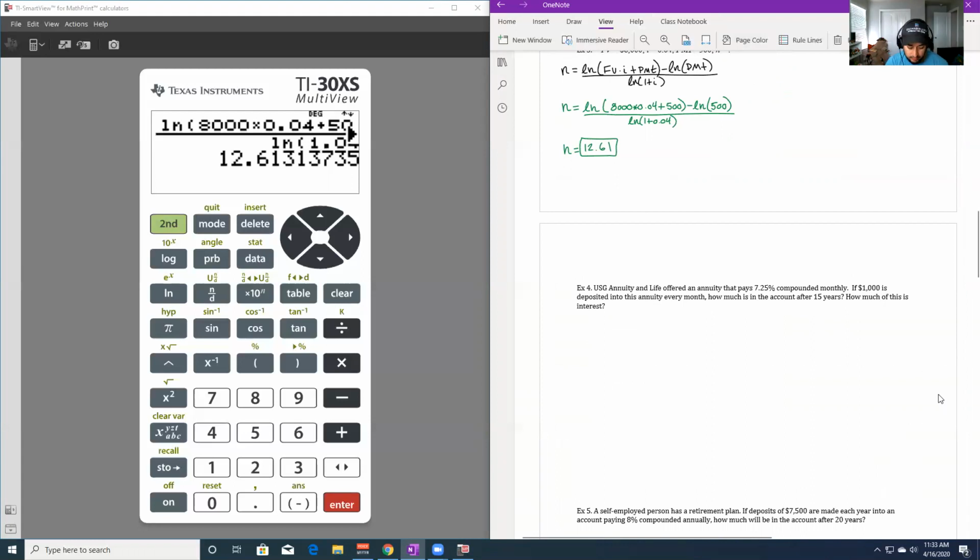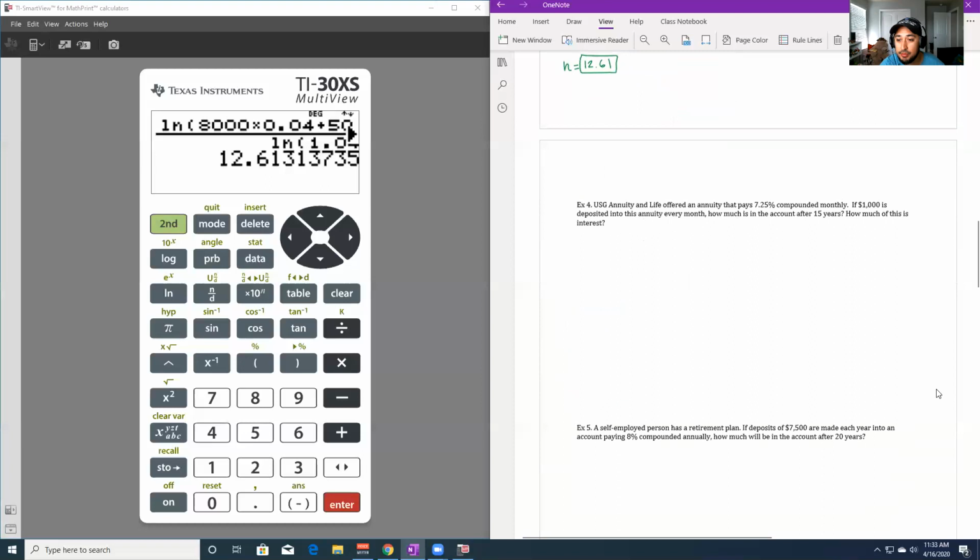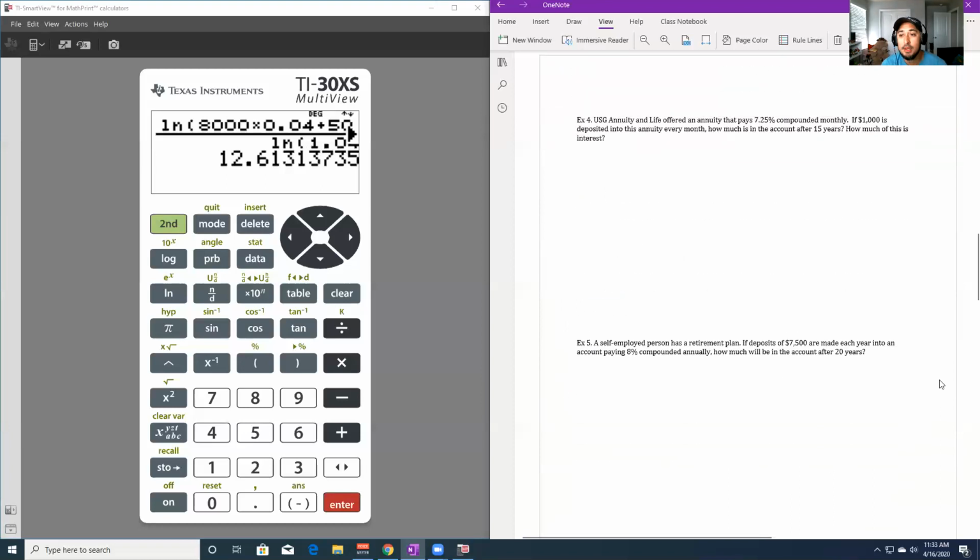Okay. Example 4. USG annuity and life offered an annuity that pays 7.25% compounded monthly. If $1,000 is deposited into this account annuity every month, how much is in the account after 15 years? And how much of this is interest? Okay, so we have to know what formula to use, but first let's get the pieces, right? Let's see. Okay, so what are they giving us?